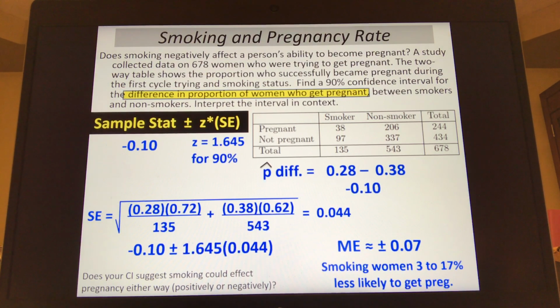So if I was writing this whole thing out the way we love to do, I'd say I'm 90% confident that women who smoke are 3 to 17% less likely, or non-smoking women are 3 to 17% more likely to get pregnant.